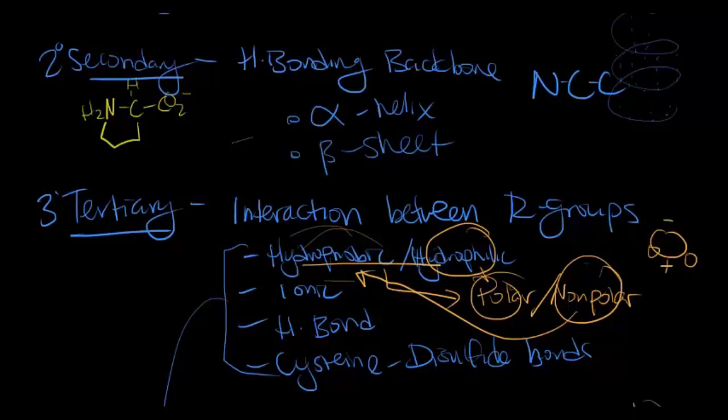But notice that proline's R group is bound back to the nitrogen. Because of this, it's not able to make a hydrogen bond with another molecule. And because of that, it disrupts the alpha helix.